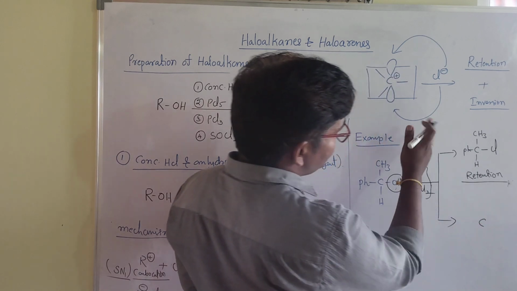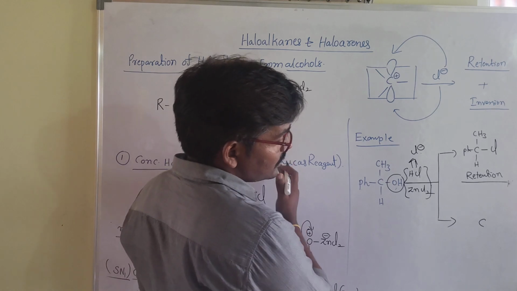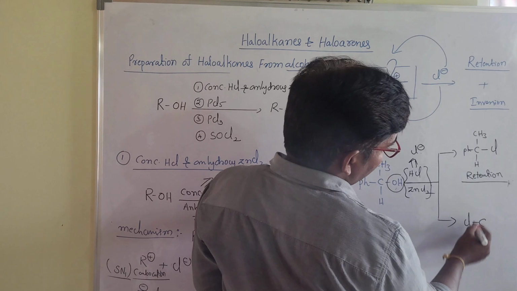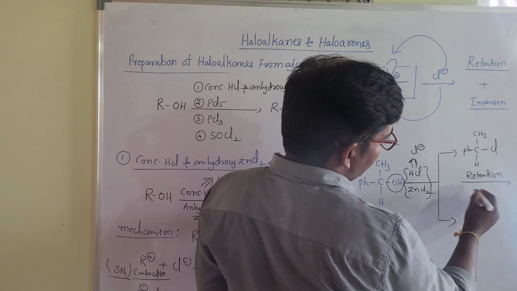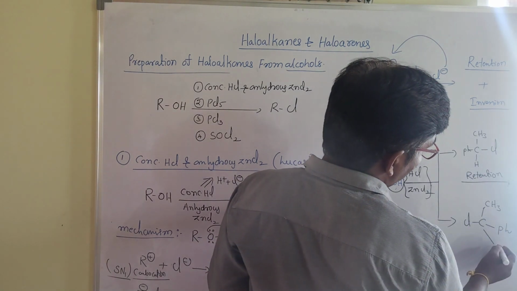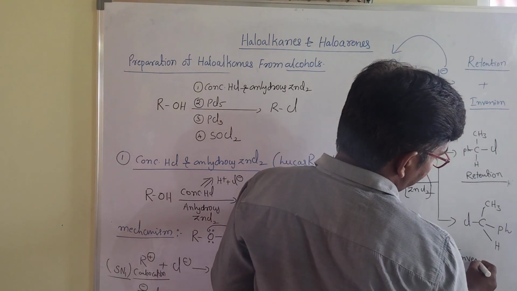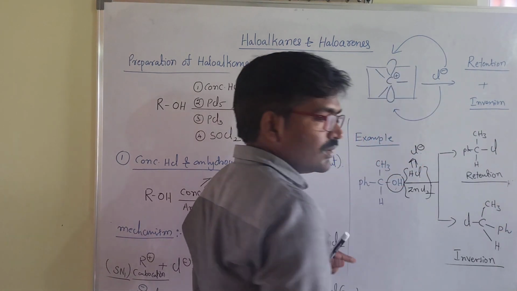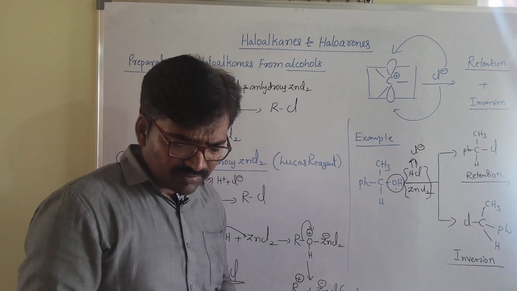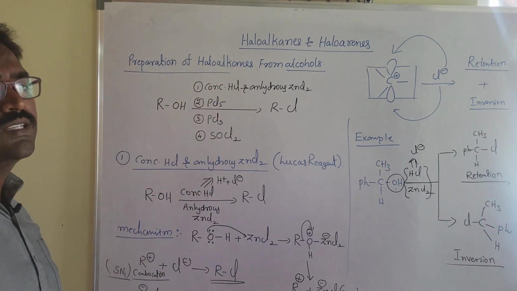Then inversion means what? Once it is attacked, all these other groups are away from the attacking agent. So the nucleophile attacks from the back side of the leaving group. All the remaining groups are away from that particular nucleophile, like this. This is what we call inversion configuration. So retention and inversion configuration will be clear to all of you? Yes. So remember the first reagent we used, that is concentrated HCl and anhydrous ZnCl2.